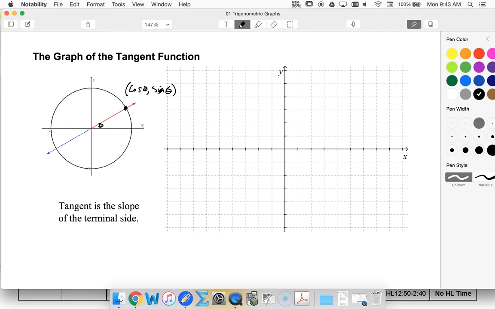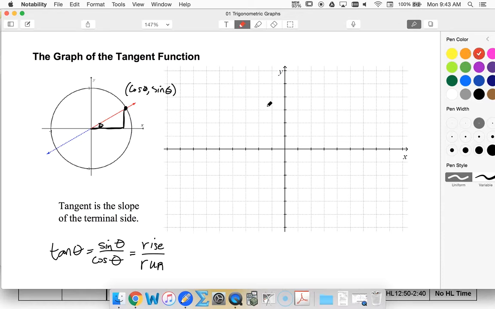So when I think about tangent, I know that tangent is sine over cosine. Well, if I think about sine over cosine, if I think about this line, the sine value is how high I went up. The cosine value is how far we went over. So that's the same as rise over run. So whatever the slope of this line is, it tells me what my tan value is.